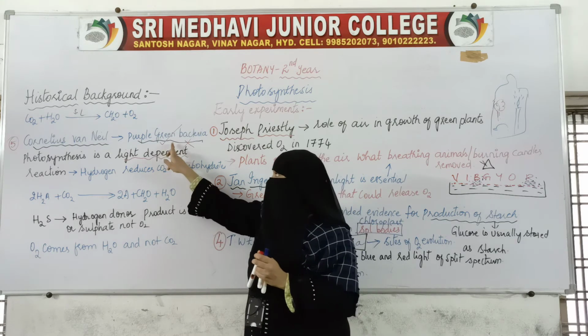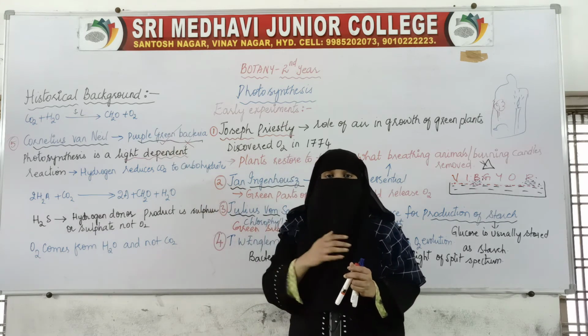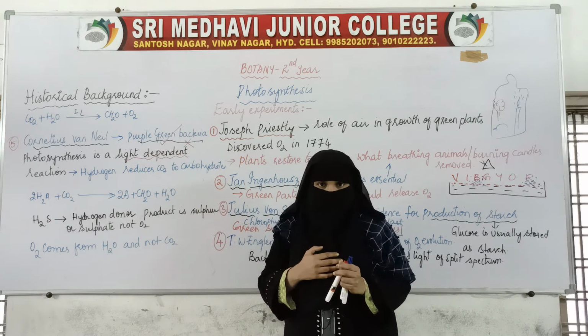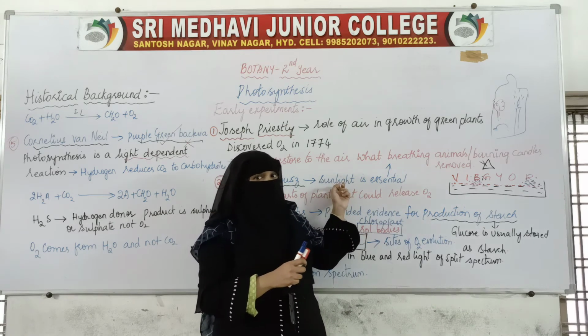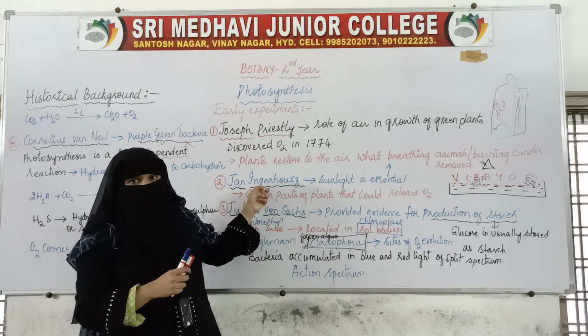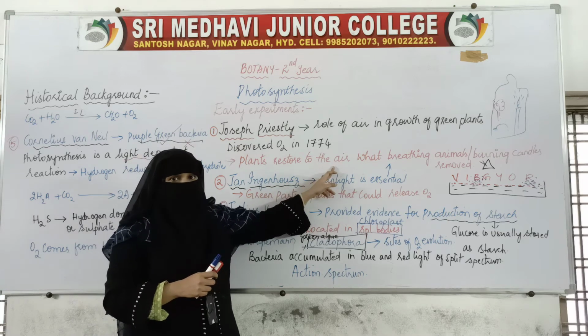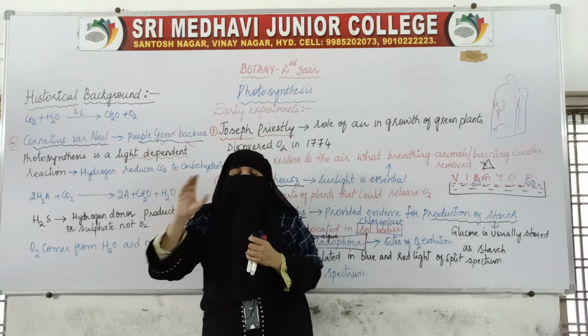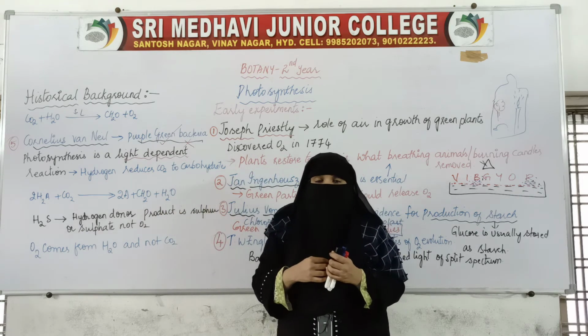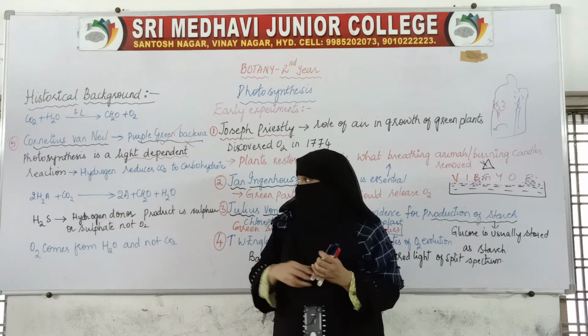Without sunlight, these bacteria will not perform the process of photosynthesis. The same thing was said by the scientist. Which scientist here? Engelmann. He said that sunlight is essential. So this was again proved by Van Niel, that photosynthesis is a light dependent process.